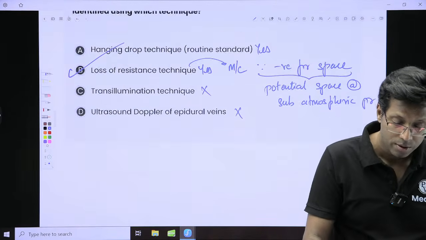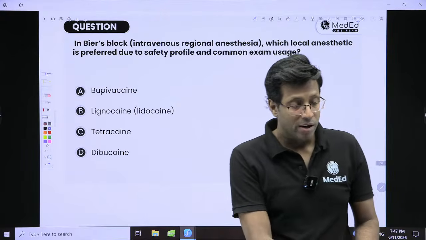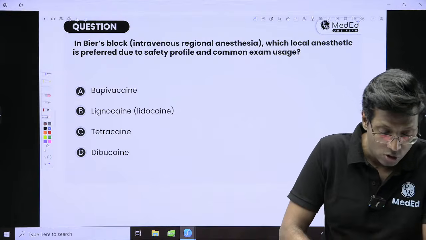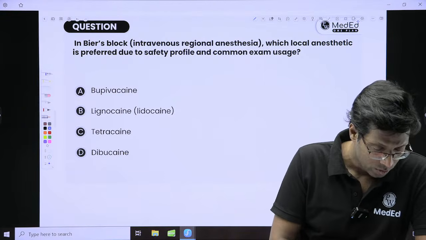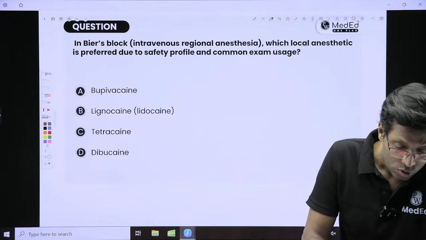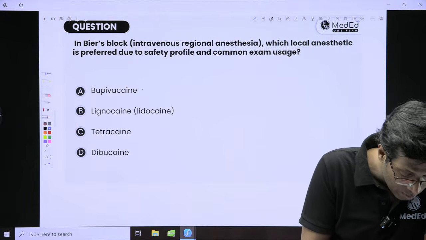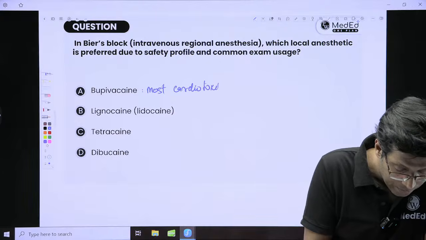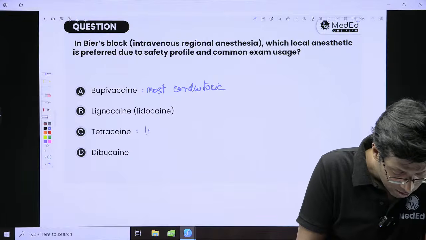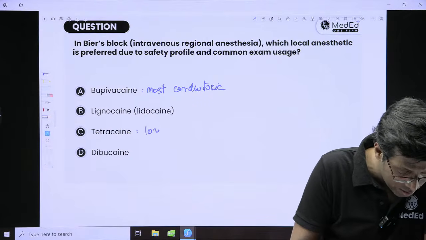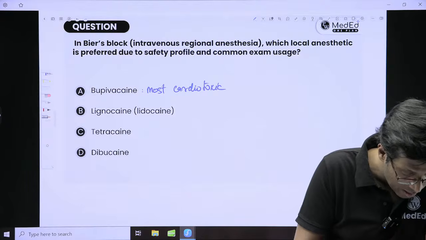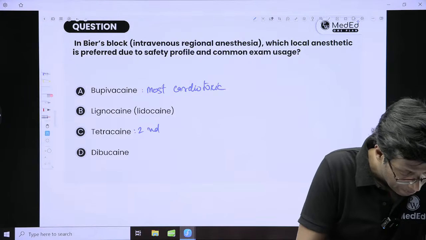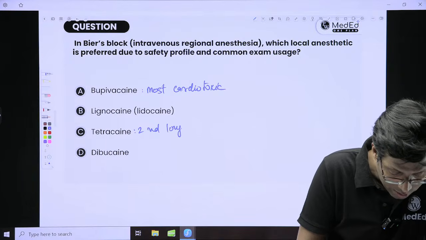Okay, that's the reason. Now, in Bier's block, intravenous regional anesthesia, which local anesthetic is preferred due to safety profile and common exam usage? Bupivacaine, remember, is the most cardiotoxic. Tetracaine is the second longest acting.